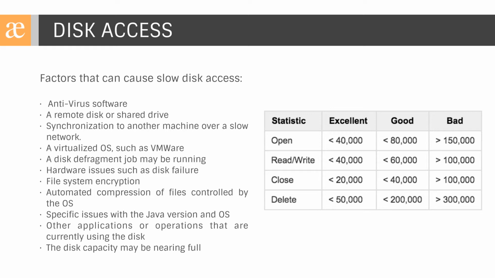So the disk access speed test will actually test your disk just as if it was Jira or just as if it was an Atlassian application and give you an indication of how fast your disks are. So here underneath open, for instance, these are all nanoseconds. If it's less than 40,000 nanoseconds, that's considered an excellent file open time, all the way up to bad. If it's greater than 150,000 nanoseconds, then it's taking too long to open files and you're going to have really bad performance.